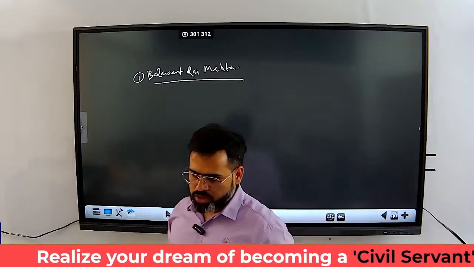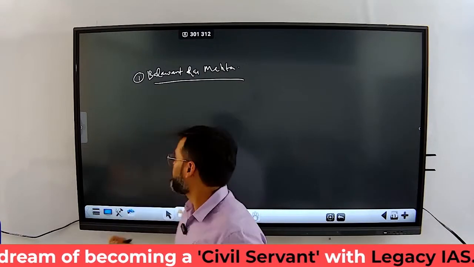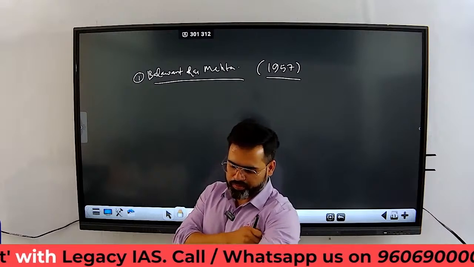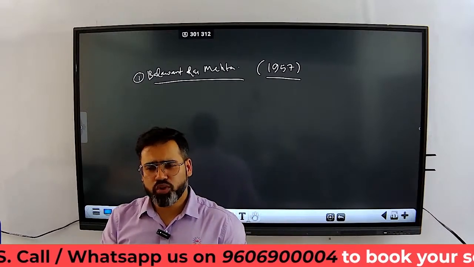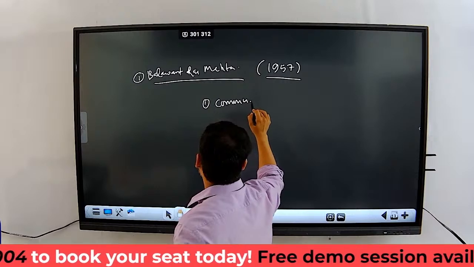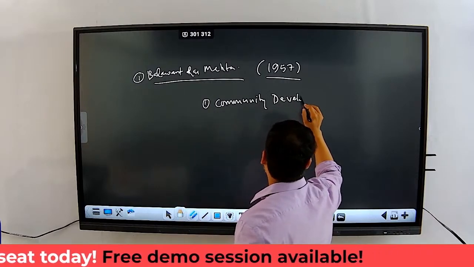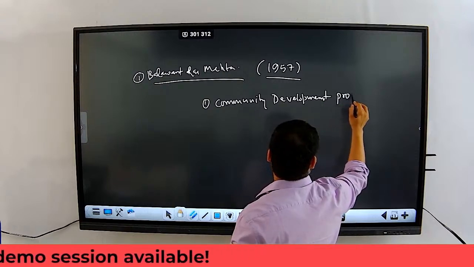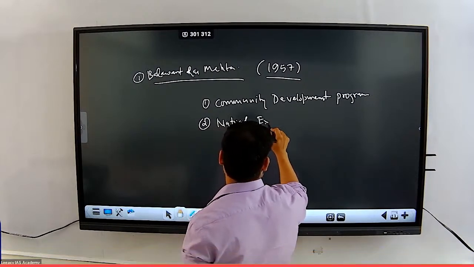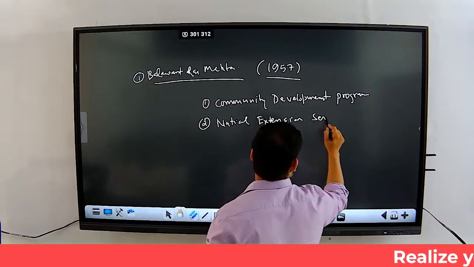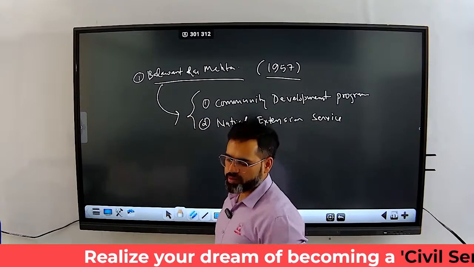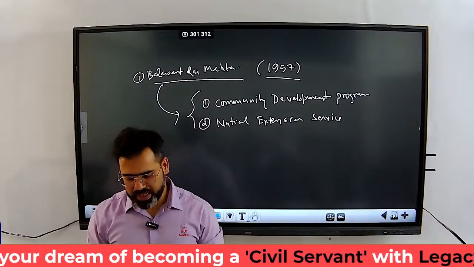Balwant Rai Mehta Committee. This committee has recommended about local self-government. This committee was in 1957. There were two programs already running for grassroots democracy. First is the Community Development Program, and second was the National Extension Service. So this Balwant Rai Mehta Committee was set up to study these two programs, Community Development Program and National Extension Service.